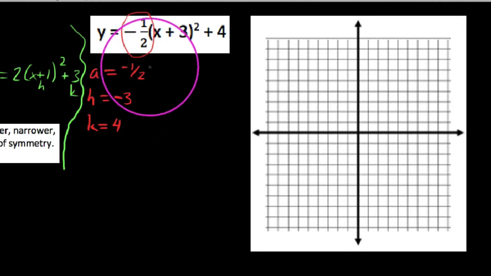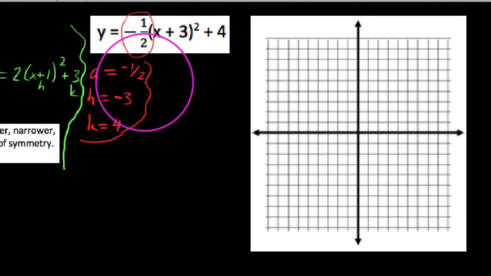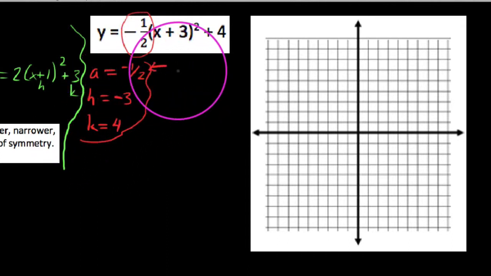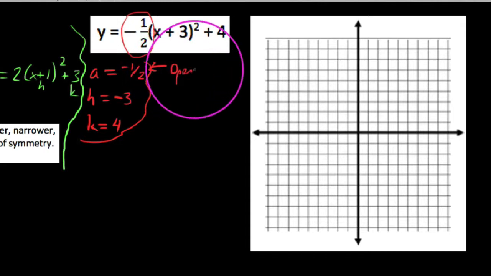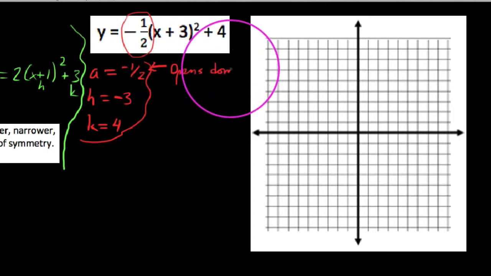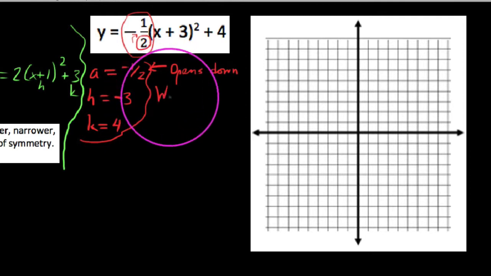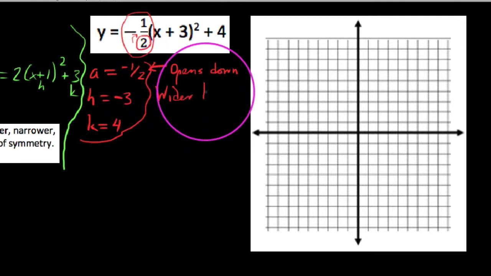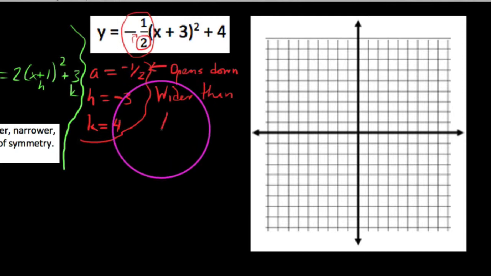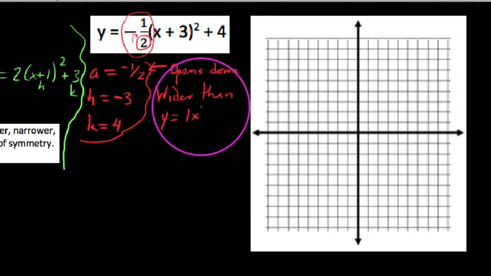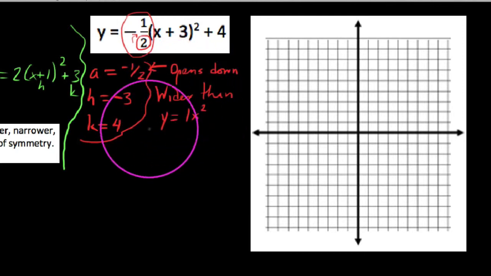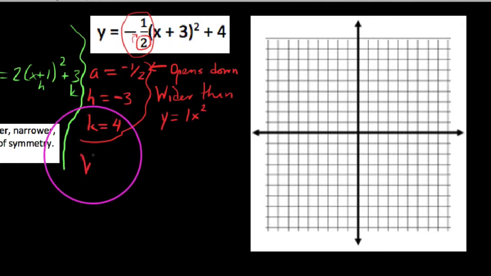So we wanted to also determine whether this parabola opens up or down. We can see that our a value is negative here, so we'd say it opens downward. And also the fact that our a value is a proper fraction, that is, it's bigger on the bottom than it is on the top, this would necessarily imply that it is wider, and we're comparing here. So we say wider than the graph of y equals just 1 times x squared, which is our parent function.